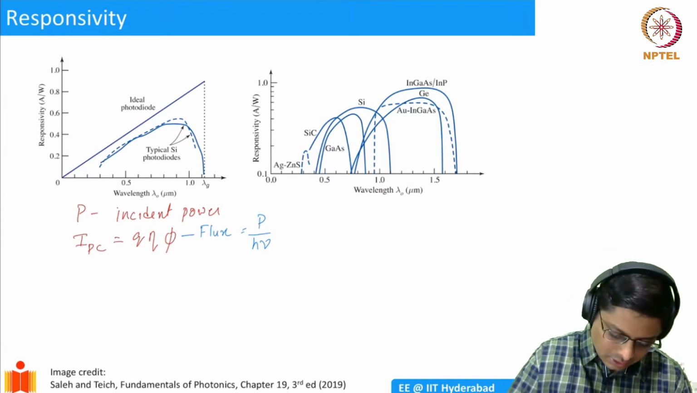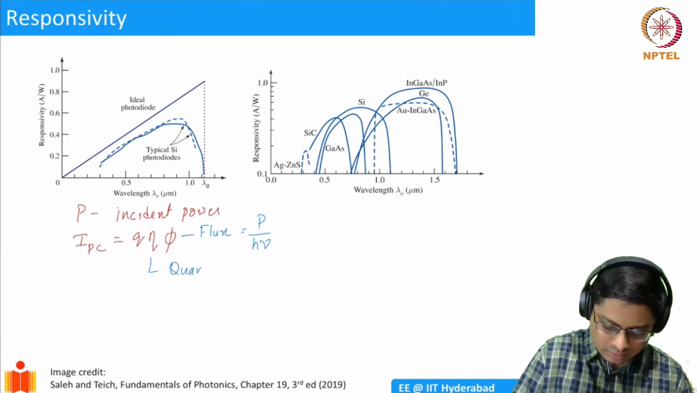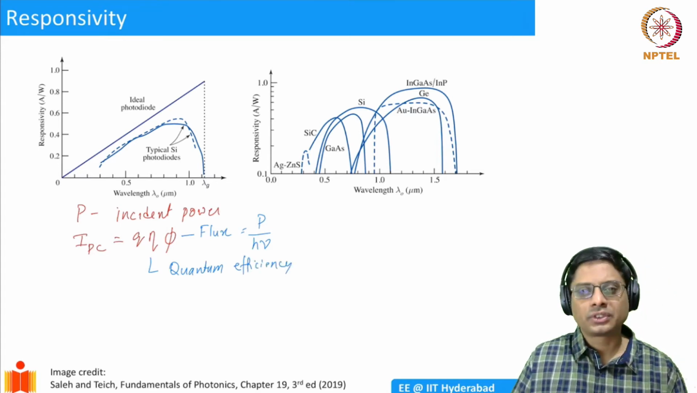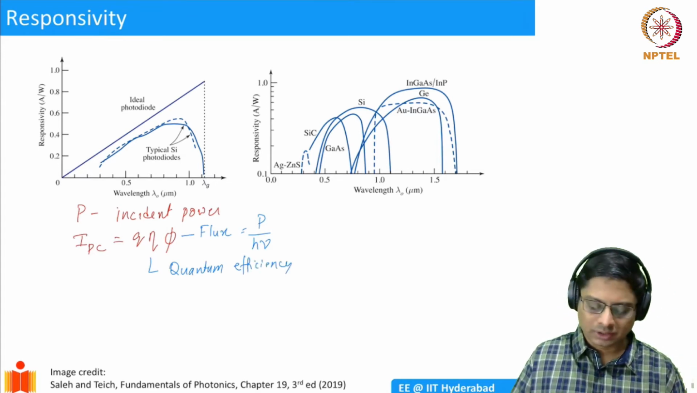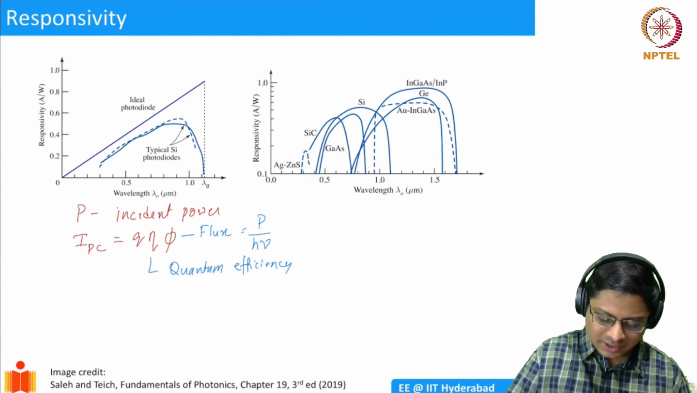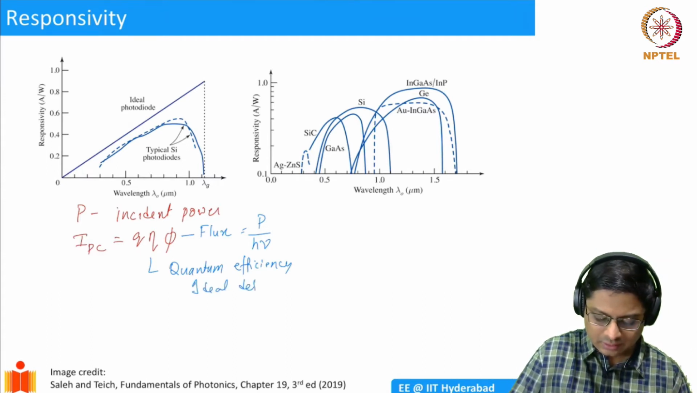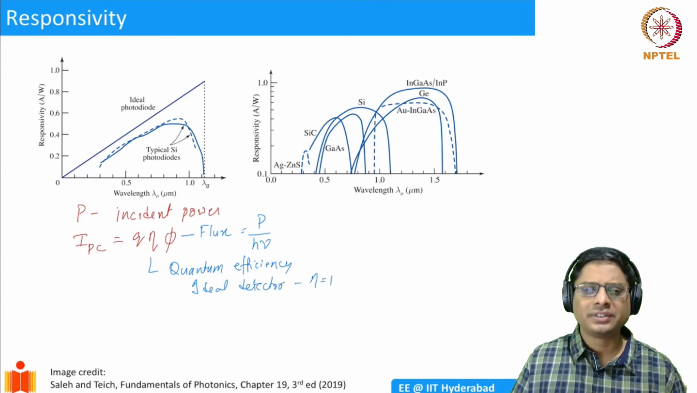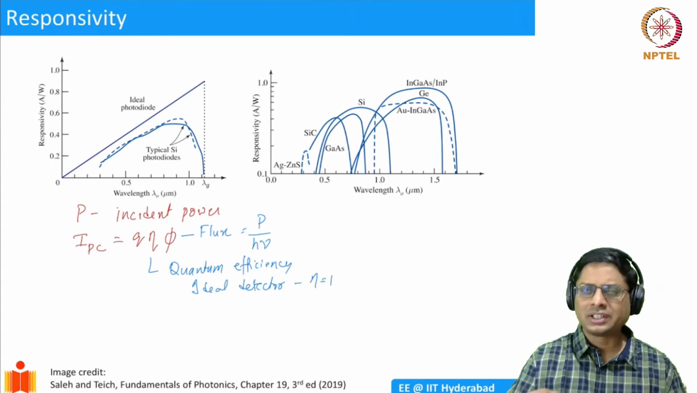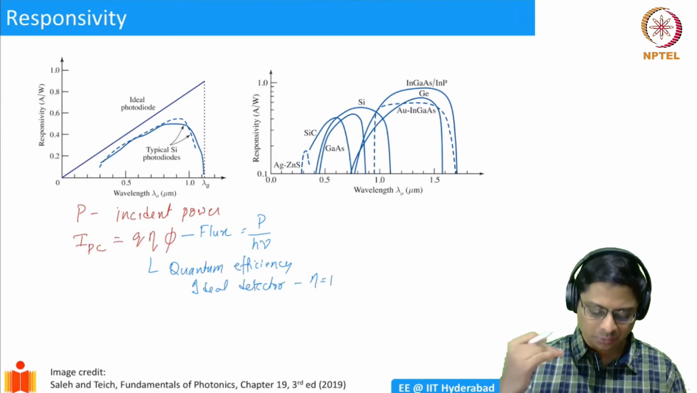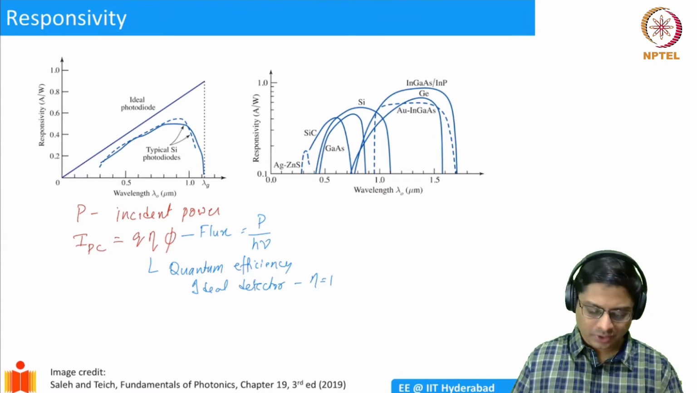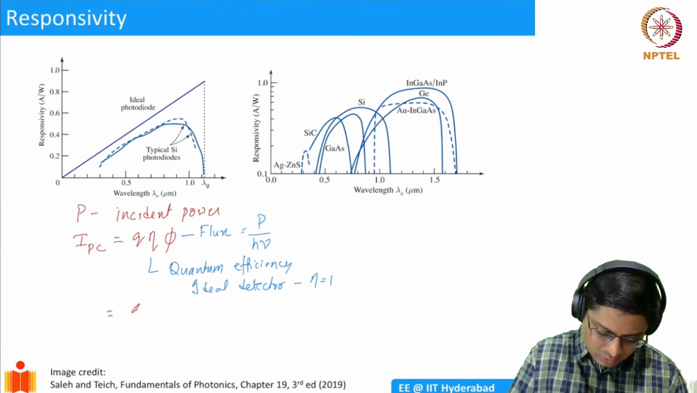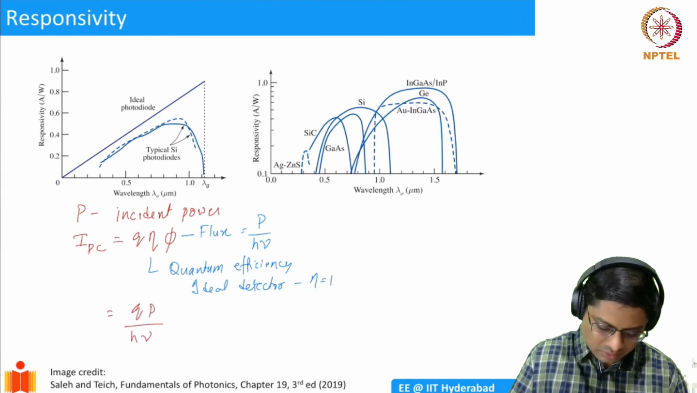So eta is the quantum efficiency. Essentially, how many electrons is it producing per photon? For an ideal detector, eta is equal to 1. If it's not ideal, and it's never going to be ideal, it's going to be slightly lower quantum efficiency, but we would like it to be as close to 1 as possible. And the last one is charge. So you can rewrite this: the current will be eta q P by h nu.